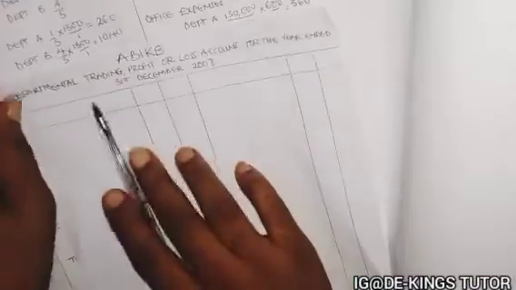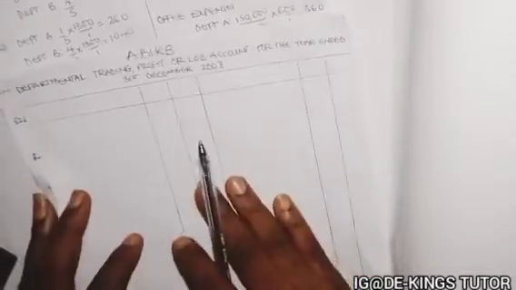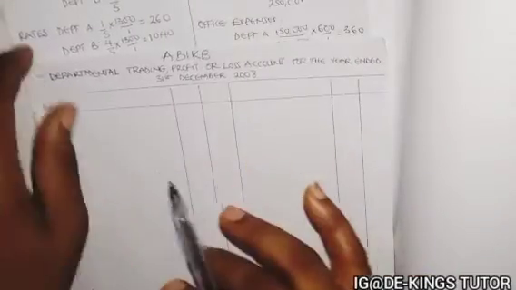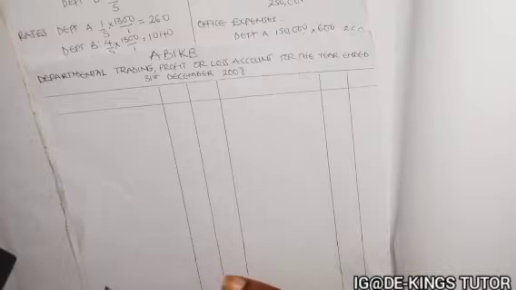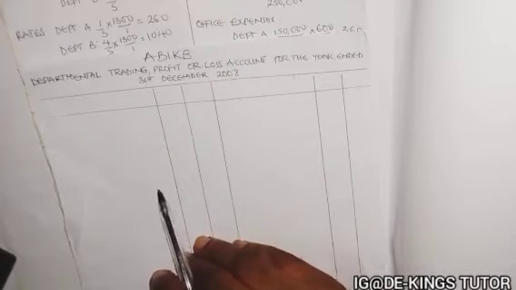To post accordingly, we are going to prepare, we've done that already, the departmental trading profit or loss account for the year ended. If you've not seen this format, we've done a video on that. Please check in the description or ask me, the King's Tutor, how do I get this, in the comment section, and I will show it to you.